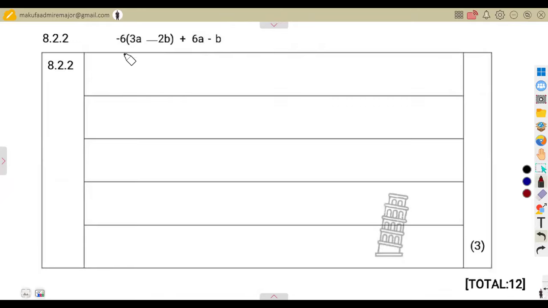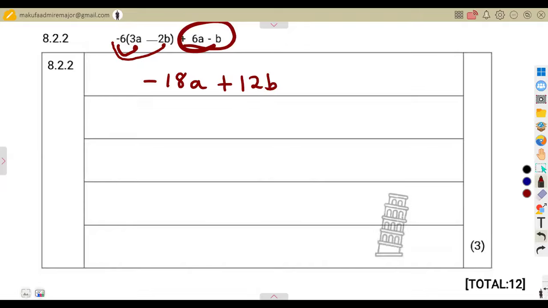8.22, simplify this again. There's a bracket that we are given on this part. So you just have to expand your brackets. Minus 6 is expanding the bracket. So it's minus 6 times 3a, that is minus 18a. Minus 6 expands everything. Minus times minus, that's a plus. So 6 times 2, that is going to be 12b. This part is not inside a bracket. Just rewrite as it is, plus 6a minus b.